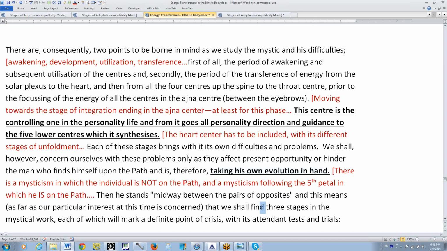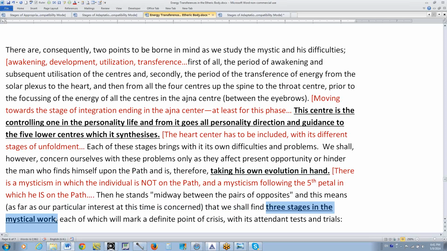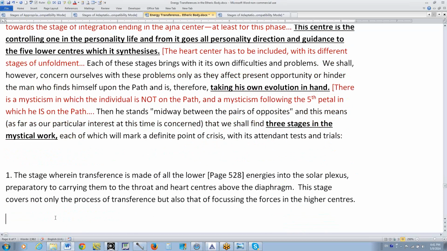Okay, good. He is differentiating them, and that will probably tell us in which of the petals the man may be active and in which stage he may find himself, each of which will mark a definite point of crisis with its attendant tests and trials. Okay, we can go on just a bit more.